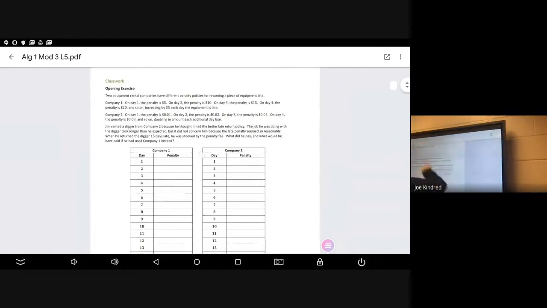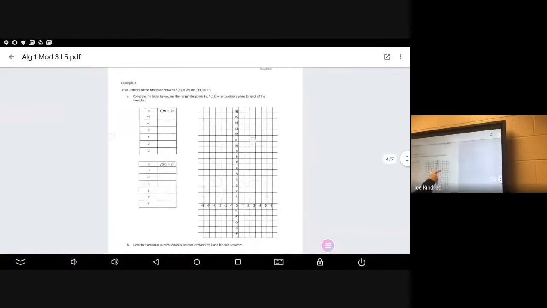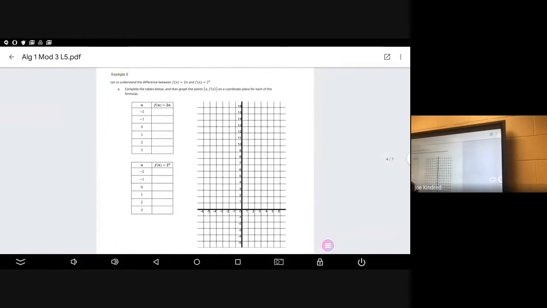Let's move to the next page. So I want to start and go over here to this page right here. If you're in your books, it's example two, and you can see that they give you the concept of two different tables, and we're going to graph two different functions. This first function is a linear function. This function right here is an exponential function.